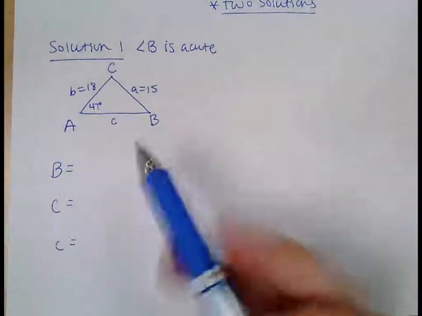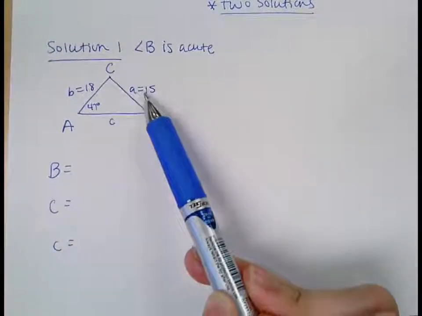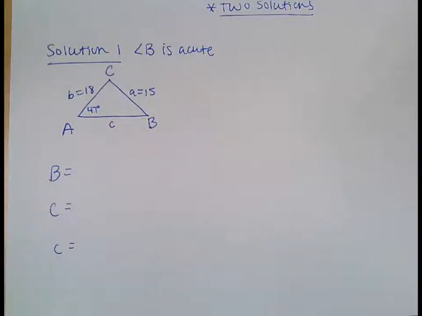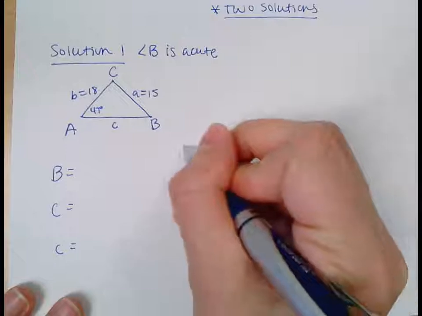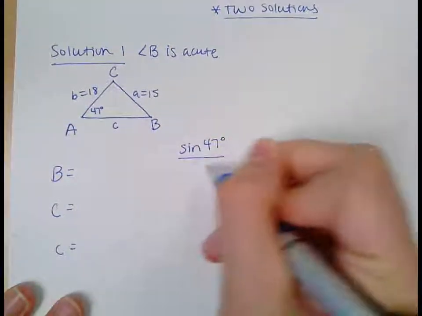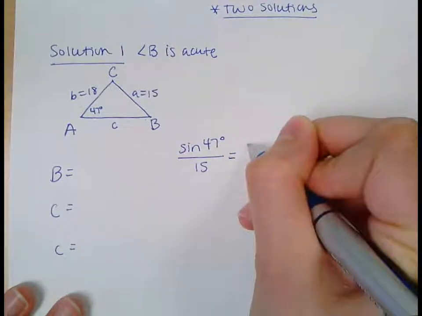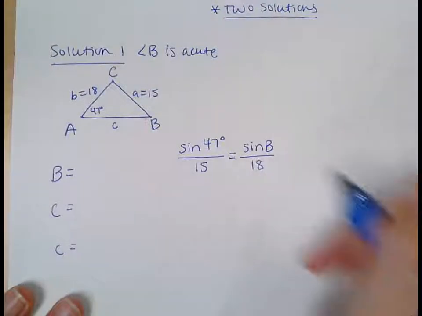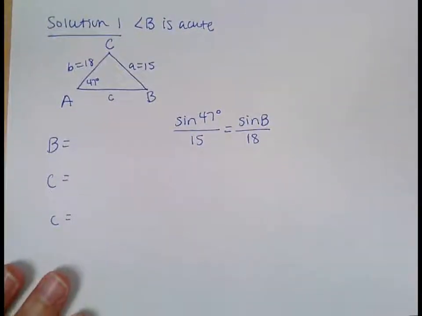Angle B. Because we have angle A and side A, and then we have angle B. So we don't have either part of C, so we can't do anything with C just yet. So we'll have sine of angle A, 47 degrees, over side A, 15, is equal to sine of angle B, which we don't know, over side B, 18.